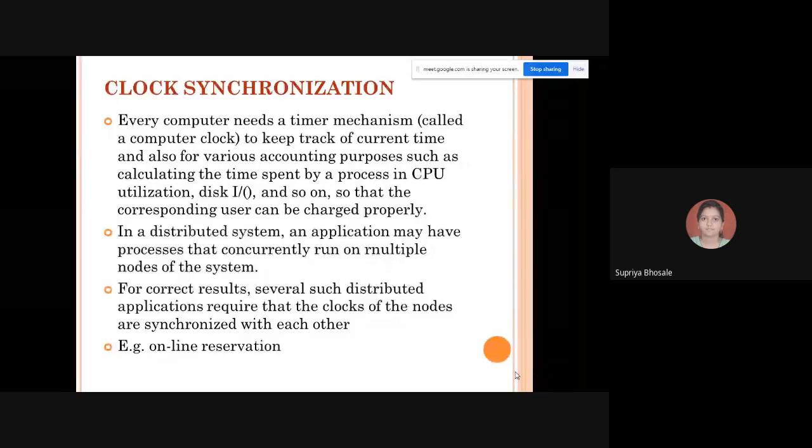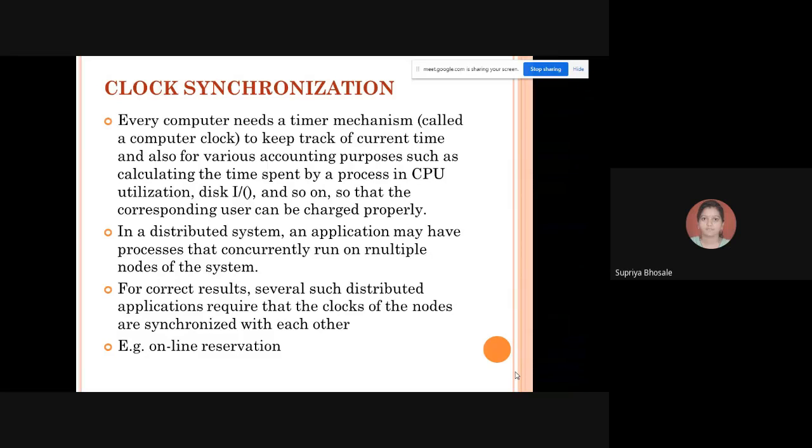For example, we can take the example of online reservation. You might have seen this particular example in the case of databases also. How are you maintaining any kind of reservations on multiple machines? All the machines which are dealing with or connected with that particular reservation server have their clocks synchronized with the server's clock.